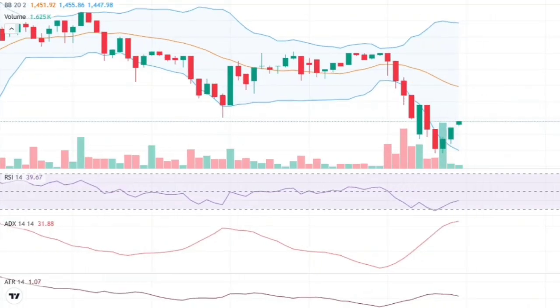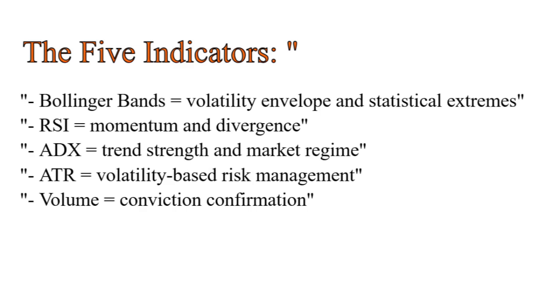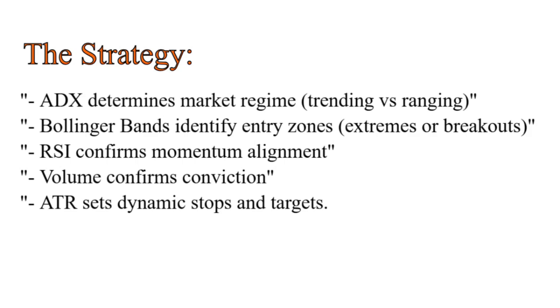Conclusion and final thoughts. Let's recap what we've covered today. The 5 indicators. Bollinger Bands equals volatility envelope and statistical extremes. RSI equals momentum and divergence. ADX equals trend strength and market regime. ATR equals volatility-based risk management. Volume equals conviction confirmation.